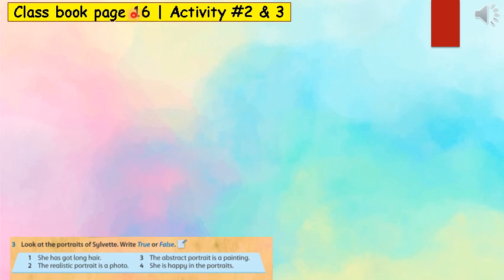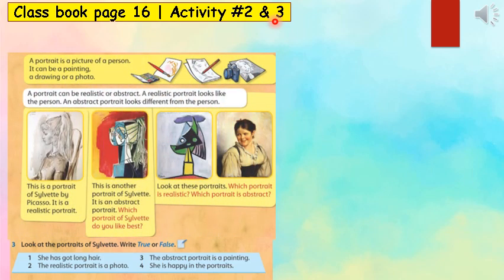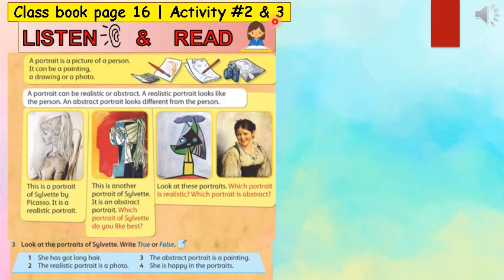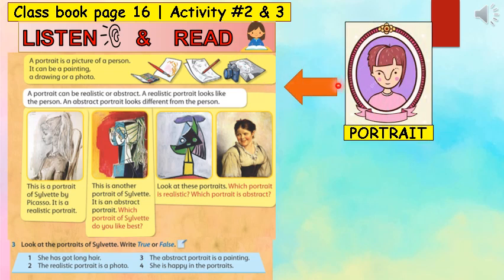So, what do we have here? We have our class book on page 16. Activity number 2 and activity number 3. This part is a little bit difficult, so please pay attention, okay? We have here our portraits. Let's listen and repeat. But teacher, what is portraits? Look at this. Portraits are those. This is a portrait. Teacher, yes. It's like a picture.